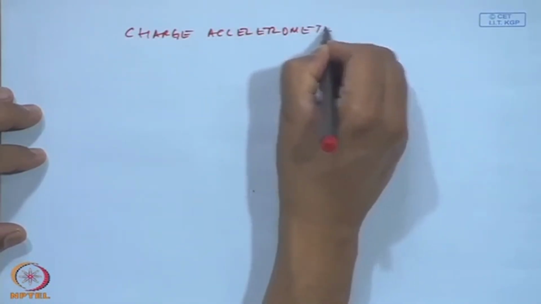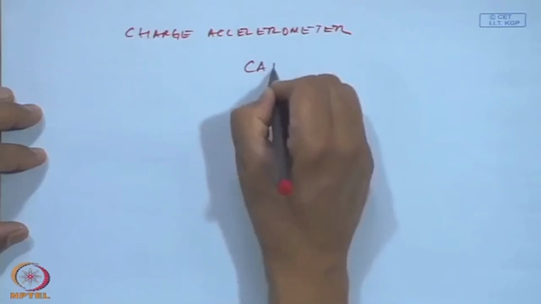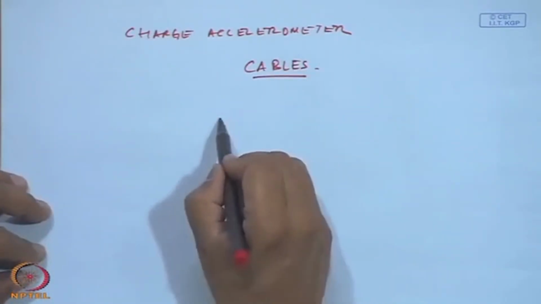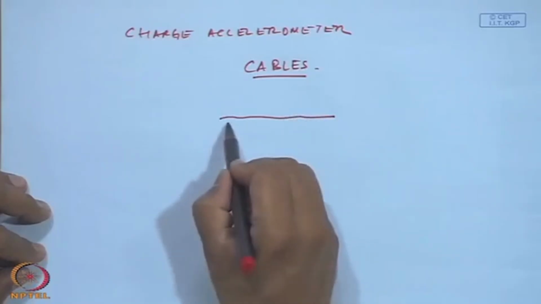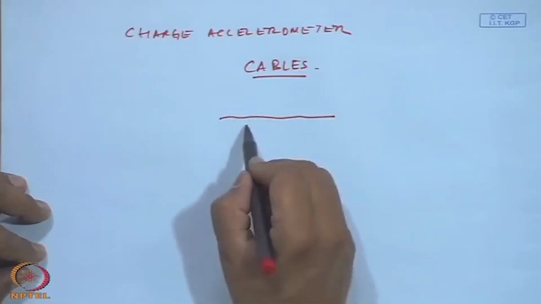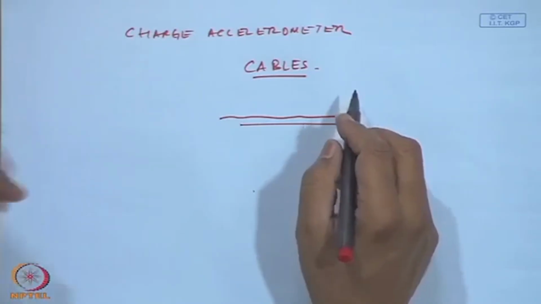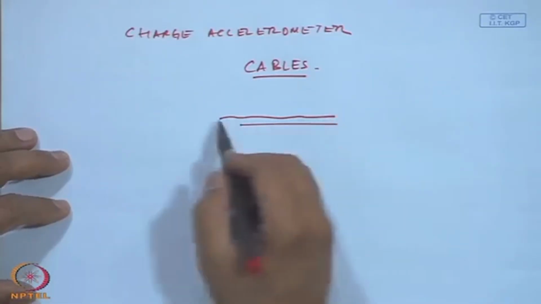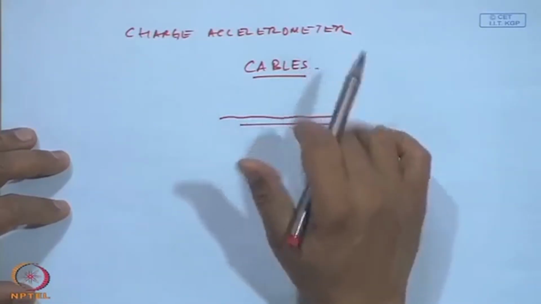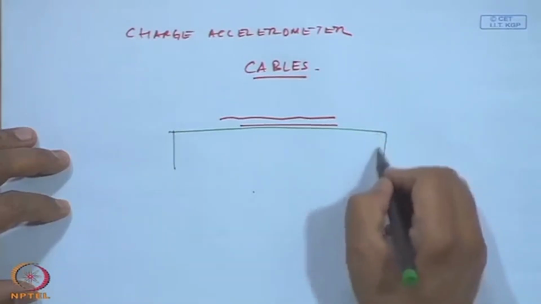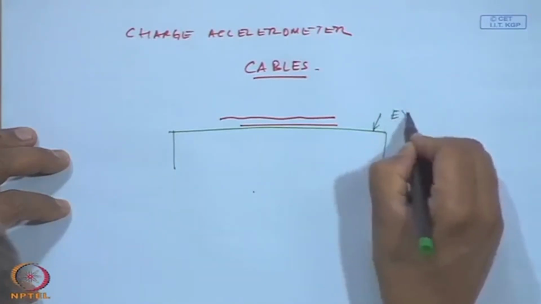Another very important note you have to make while using these charge accelerometers is the cable. Cable plays a very important role, because this conductor which is there, and there is a signal wire and the ground wire, and if there is a relative motion between them, they are going to generate a charge. Okay, suppose the cable is violently moving, having motion, and this cable is laying on a surface which is having excessive vibration.